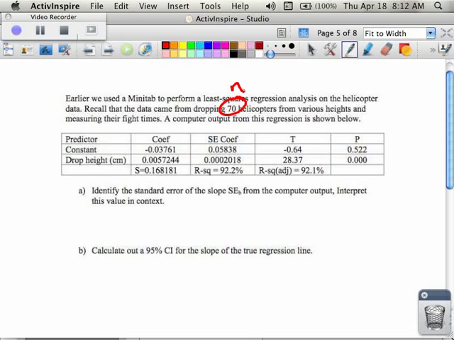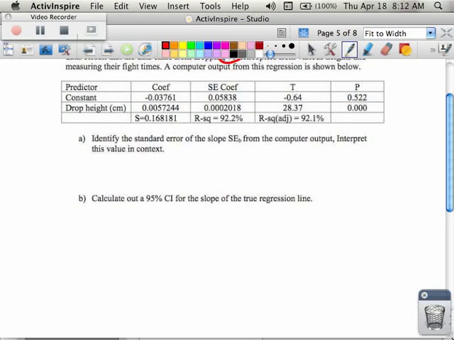And what we're going to do is find the standard error of this stuff and talk about it in the context of the problem. So as you look for the standard error, what you're going to see is they tell you the SE coefficient, and they're talking about the standard error of the slope. So the slope is not your constant. We have y hat equals a plus bx. The constant would be the a thing. And then your drop height changes, that's your b stuff, or in other words, your slope.